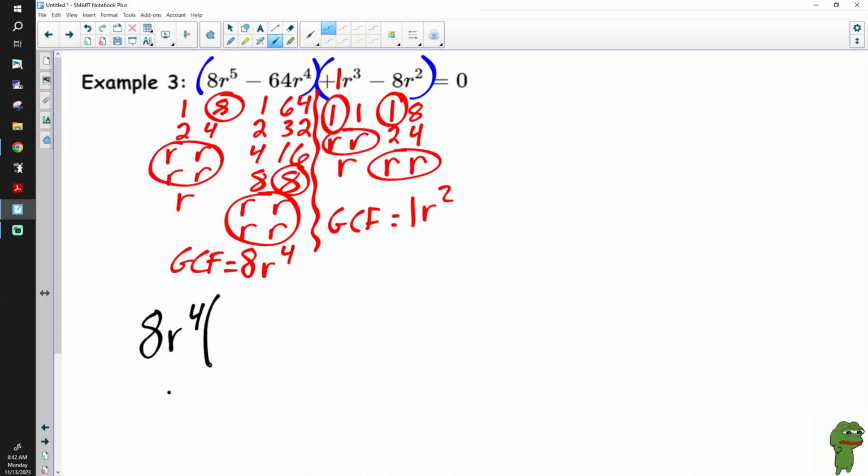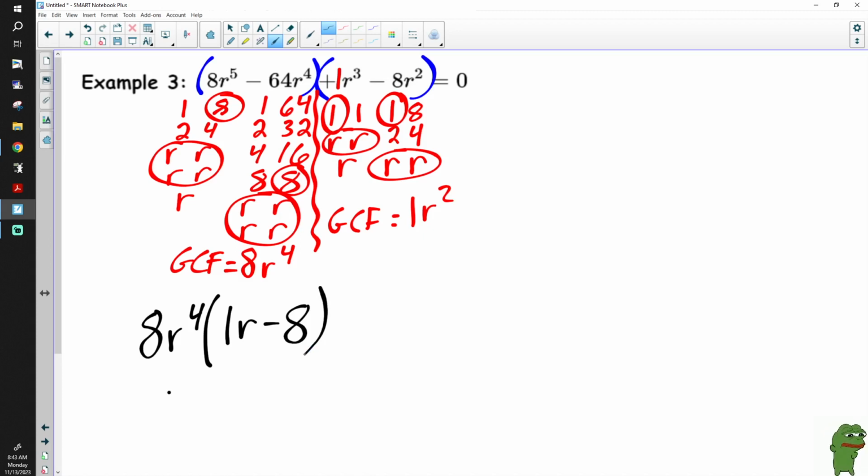8 divided by 8 is 1. I had r to the 5th. I take 4 r's away. So now I just have a 1r. 8r to the 4th divided by 8r to the 4th is just 1. I took all of my r's away. So just 8.